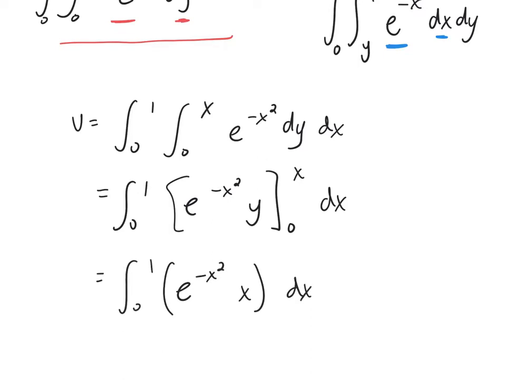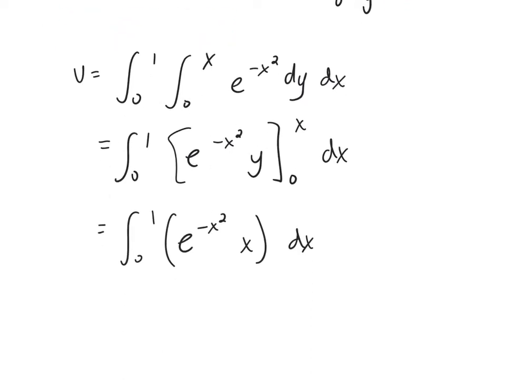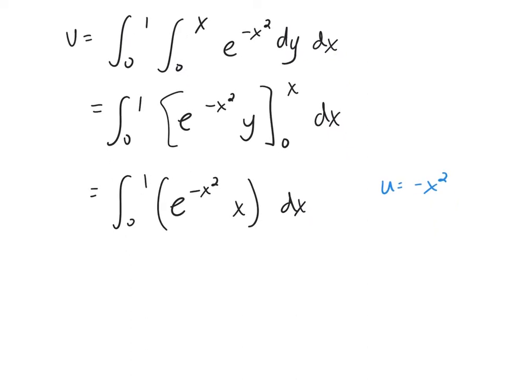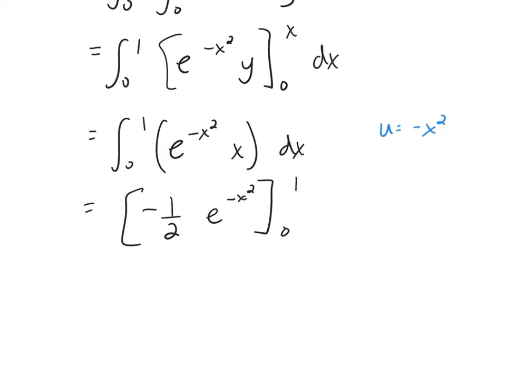And what's nice is I can now do a u substitution here. And what would u be? u would be negative x squared. So if you do u substitution, you should get the integral being negative 1/2 e to the negative x squared from 0 to 1. And then you plug in: negative 1/2 times e to the negative first minus e to the 0, which is 1.